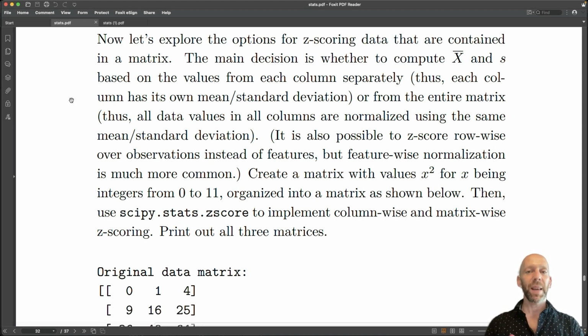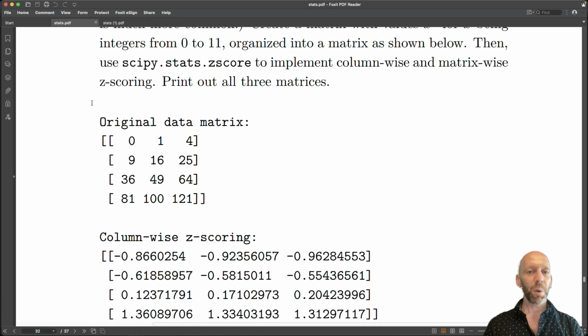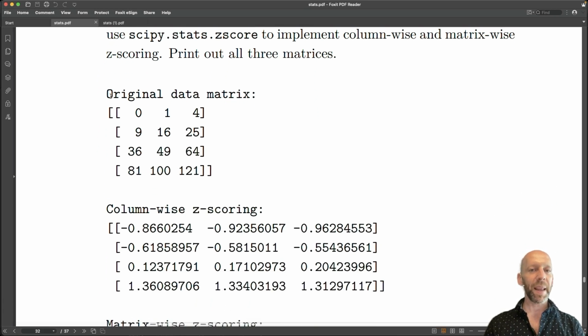Okay, so that is the idea of this next part of the exercise. What you want to do is create a data matrix that you see here. It is the numbers 0 through 11, then squared, and then organized into a 3 by 3 matrix. So you can see this is 0 squared, 1 squared, 2 squared, 3 squared, 4 squared, and so on, up to 11 squared.